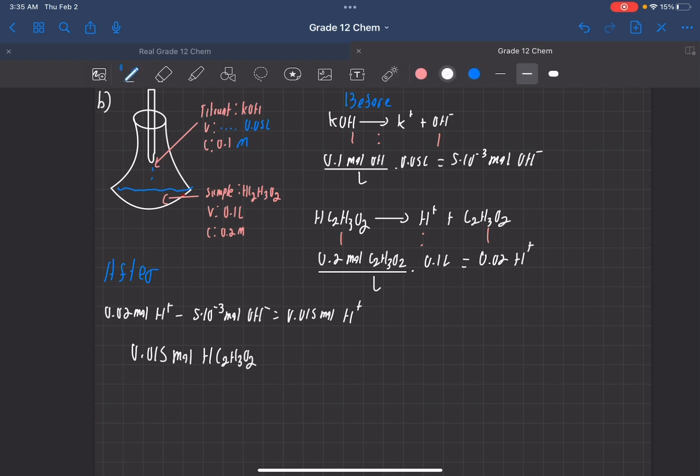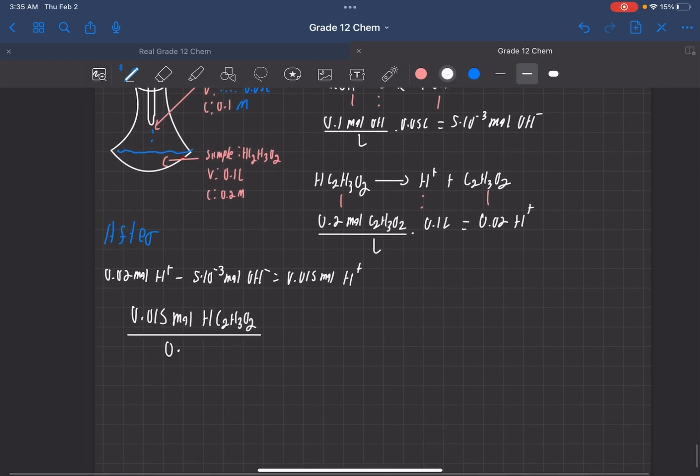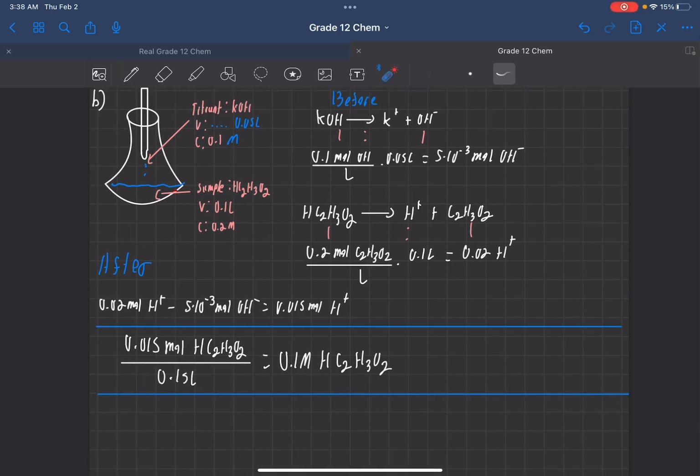So what is the new volume? Well, we have 0.05 liters of titrant and 0.1 liter of sample. So we just add those two together, right? And the new volume ends up being 0.15 liters. So that is over 0.15 liters, and you should get a concentration of 0.1 molar of our ethanoic acid during the titration process.